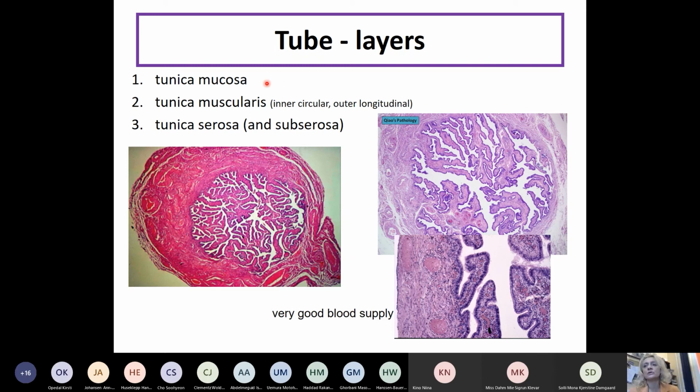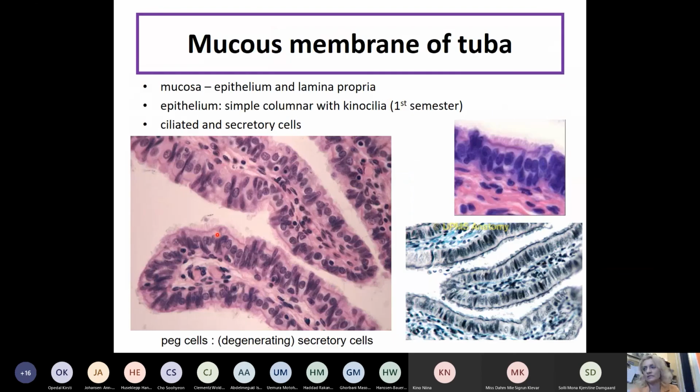And now we're going to talk a little bit more about the mucous layer. It's also lucky to have this as a slide because you did it in the first semester. You saw the uterine tube twice, actually. You saw it when we discussed the epithelium with the kinocilia, and you also had the uterine tube when you did the small blood vessels. Exactly because of this very rich blood supply, this is why we chose it as a slide in the first semester to show the blood vessels.